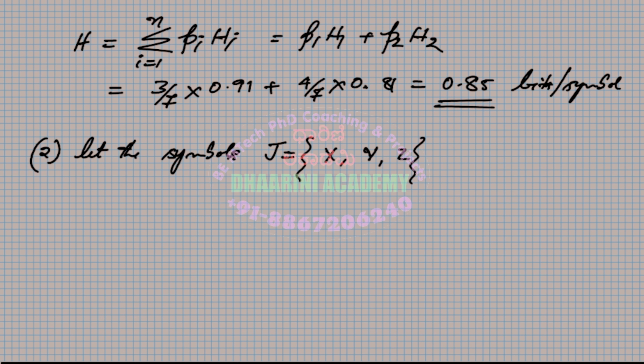Now I need to calculate the probability of X. Can you just guess what it should be? I want to calculate three things. First, P of X. Then I need to calculate P of Y. Then I also have to calculate the probability of getting a Z.